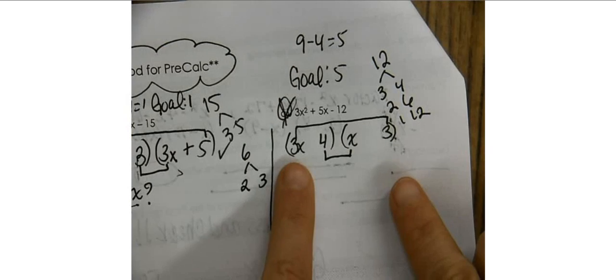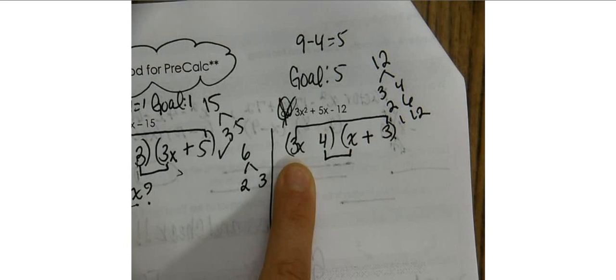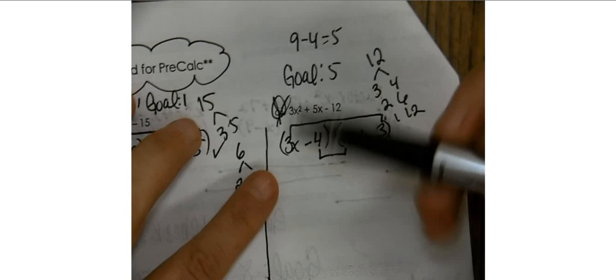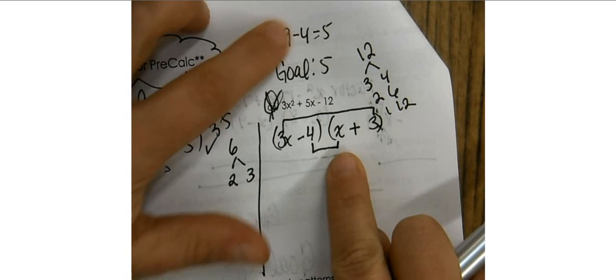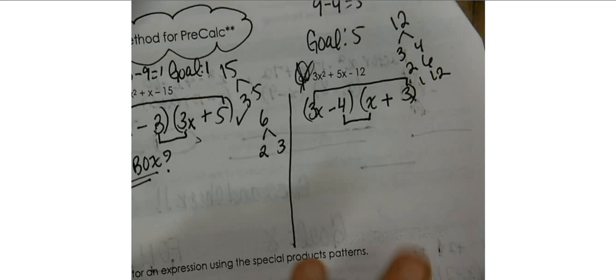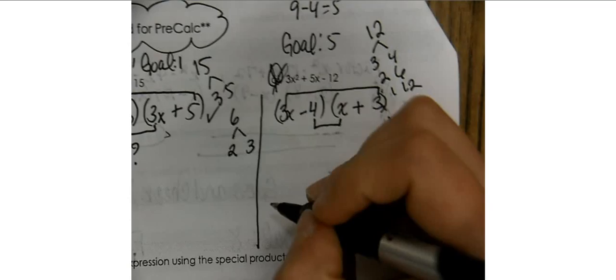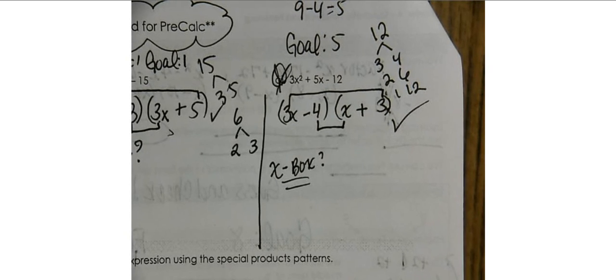Okay, so I need a positive 9. So I did 3x times 3 to get 9. So I need that to be positive, which means that I need my 4 to be negative. So now I'm going to check again. 3x times 3 is a positive 9, and negative 4 times x is minus 4, and I do end up with a 5. And I'm going to check my last term. Is negative 4 times 3 negative 12? It is. Awesome, I just came up with my answer. Done, just like that. For this problem, if you need to see the Xbox method, let me know when I see you next time in class. Let's go ahead and move on.